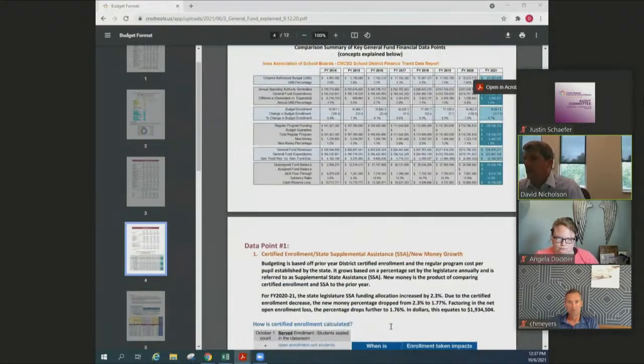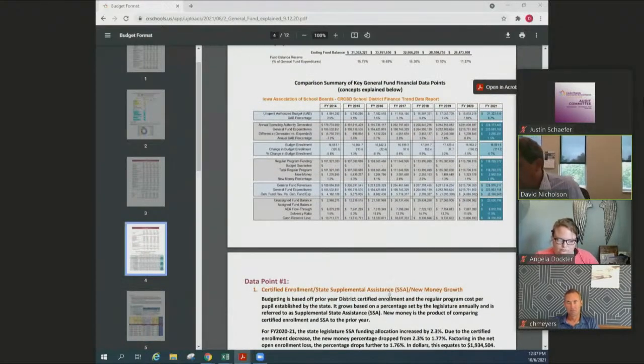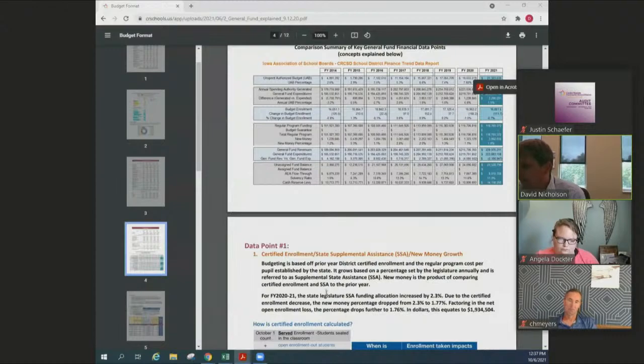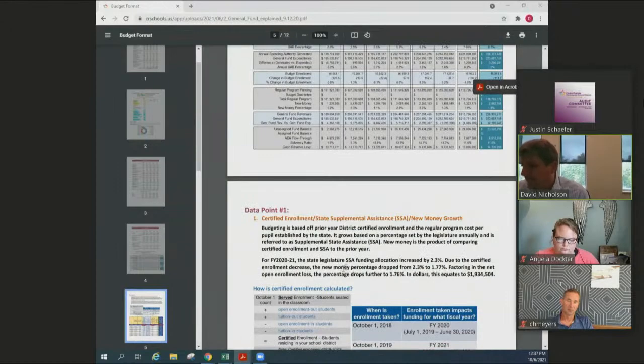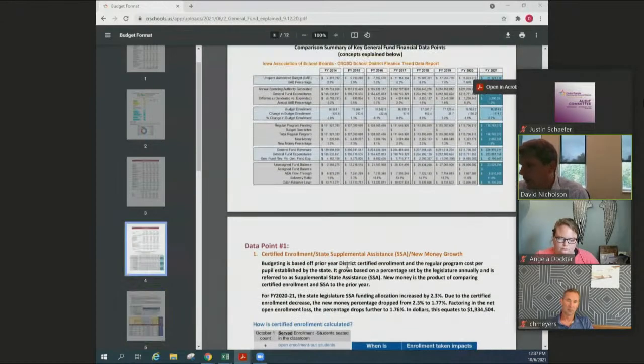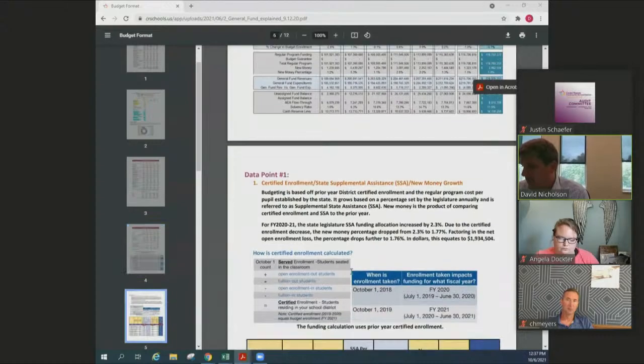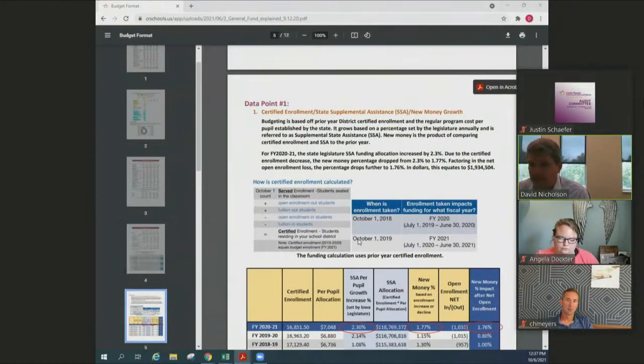Okay. On the general fund, we talked a little bit about this, but I want to talk a little more about our enrollment. Enrollment is the big factor of our budget. October 1 is a big date. It's our count date. Last Friday was our count date to determine our funding for the next year.